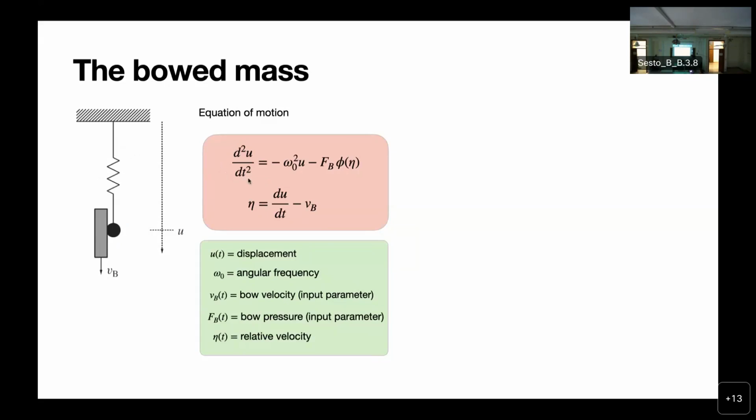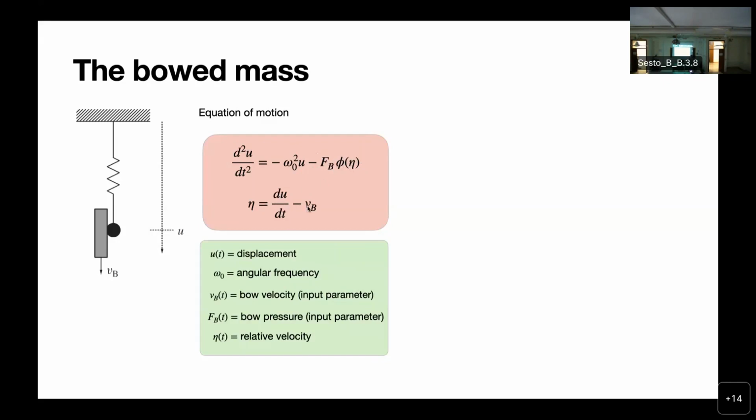And if you write the equations using Newton's law, then Newton tells you that the force, in this case minus omega naught squared u, is proportional to mass times acceleration. So here it is just Newton's law for the harmonic oscillator, and this part is the linear part. But then you have the extra force, which is the friction force coming from the bow. So you need to augment the harmonic oscillator with this extra frictional force, which, as we have seen a couple of slides ago, is just proportional to the downward pressure Fb times the friction coefficient. And the friction coefficient is a function of the relative velocity, which is defined as the velocity of the mass minus the velocity of the bow.